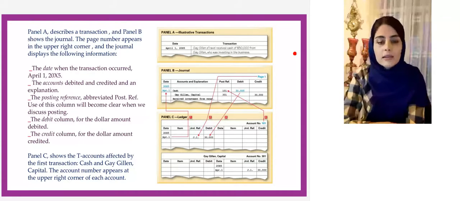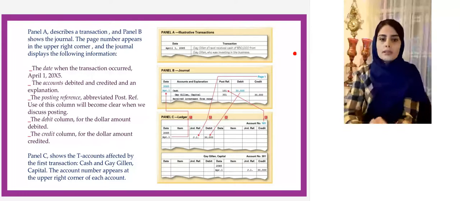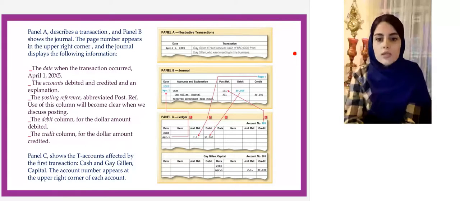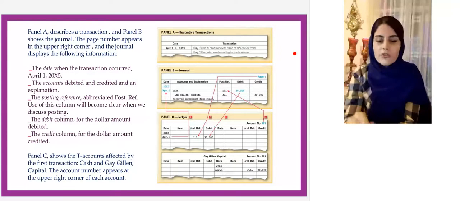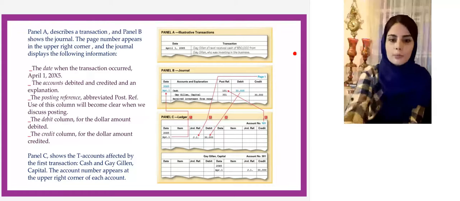After that, we should post them to the ledger accounts. It is important to post them by their reference. For example, for cash, the reference is 101, so we should put it on page 101 of the ledger accounts. As you see, at the upper right corner of the ledger, you can see the post reference of each account. You can see 101 for cash and 301 for capital.